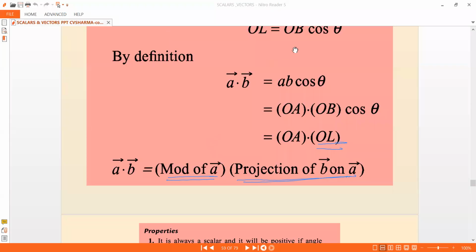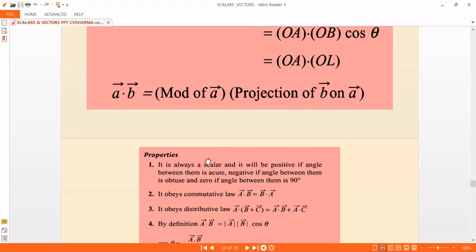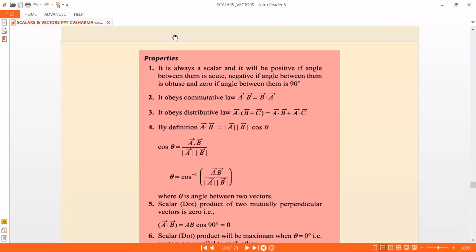And now let us see the properties of the dot product. These are very, very important properties while solving problems. So properties: the output of the dot product is always a scalar, and it will be positive if the angle between them is acute. If the angle is acute, meaning less than 90, then you get a positive value. And negative if the angle between them is obtuse, and 0 if the angle between them is 90. It obeys the commutative law, that is a bar dot b bar is b bar dot a bar. And it also obeys the distributive law, a bar dot (b bar plus c bar) is a bar dot b bar plus a bar dot c bar.